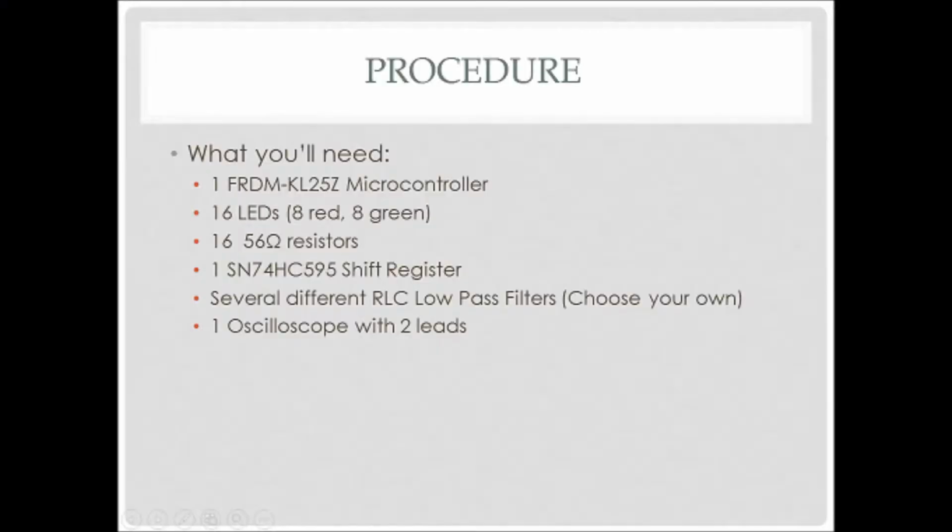Alright, so for the procedure, you'll need one microcontroller, 16 LEDs, 8 red, 8 green, 16 56 ohm resistors, a shift register used to display the data after the parasitics, several different low-pass filters. You can choose whichever one you want. The data is going to be up to you, and one oscilloscope with 2 leads.